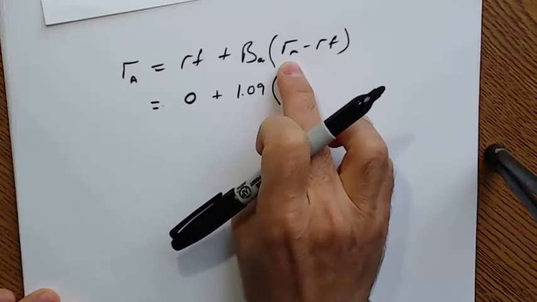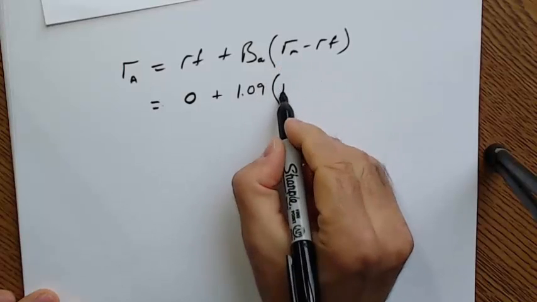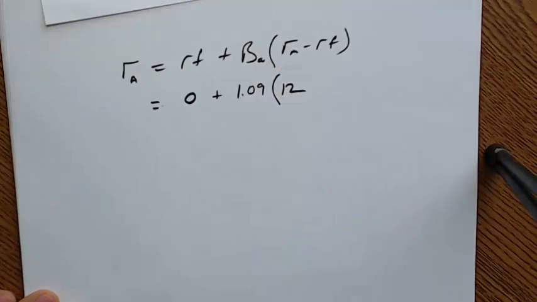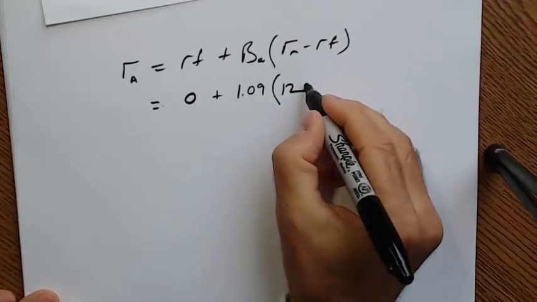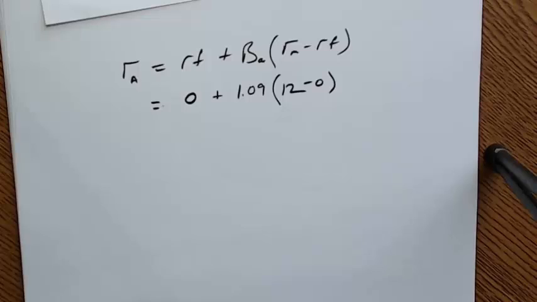Well, we've talked about this a bunch of times. It historically is 10 to 12%. Let's make it 12% this time. Put 10 if you like, but I'll put 12. The risk-free rate's 0. So let's calculate what is the return that the market looks for Apple.